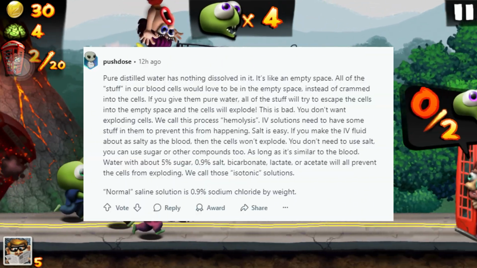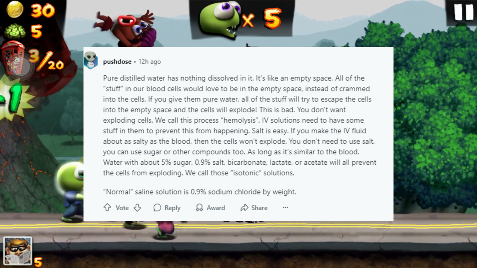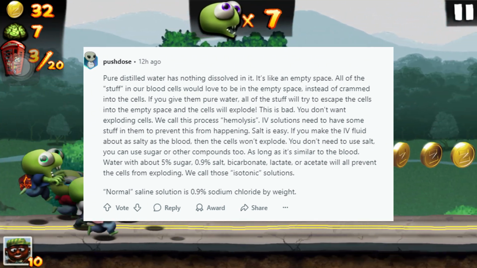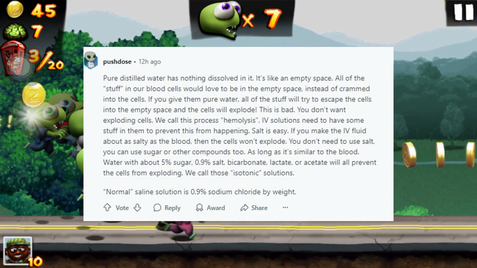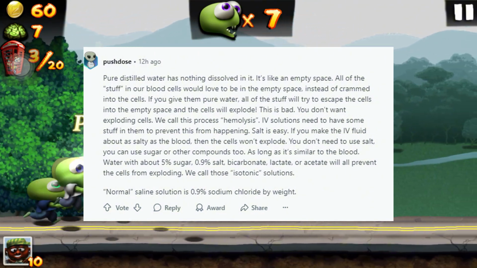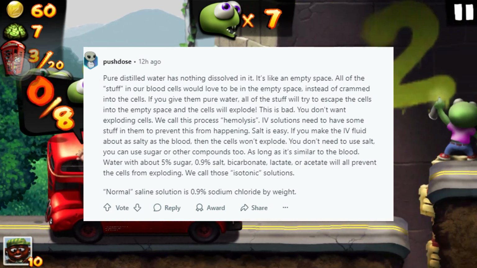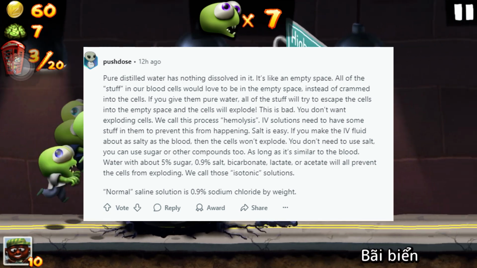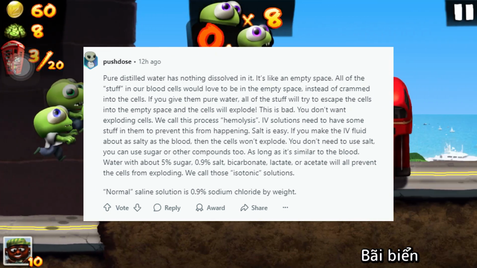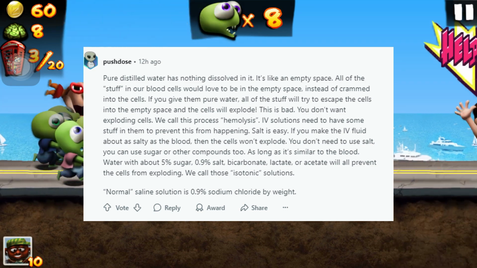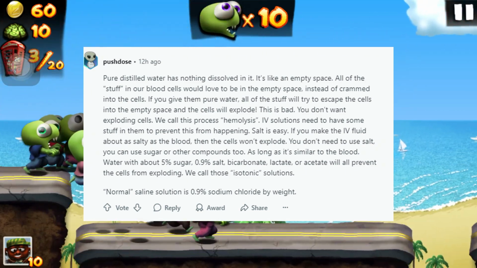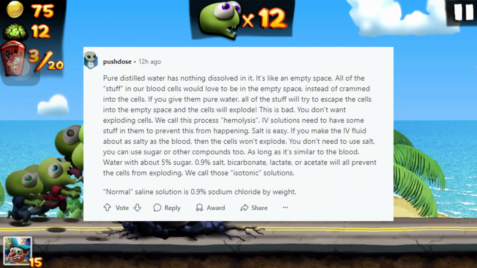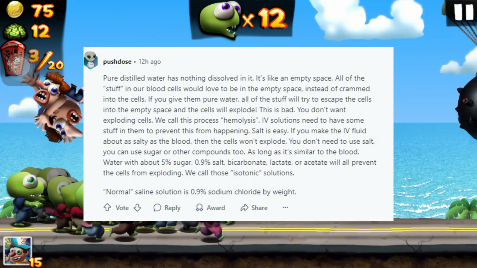Pure distilled water has nothing dissolved in it. It's like an empty space. All of the stuff in our blood cells would love to be in the empty space, instead of crammed into the cells. If you give them pure water, all of the stuff will try to escape the cells into the empty space, and the cells will explode. This is bad. You don't want exploding cells. We call this process hemolysis. IV solutions need to have some stuff in them to prevent this from happening.